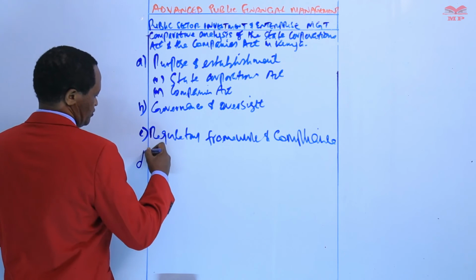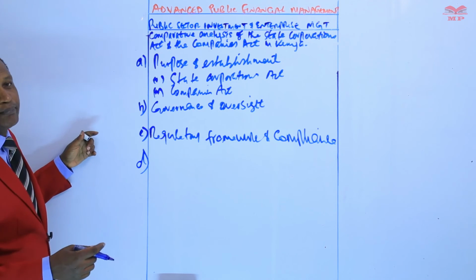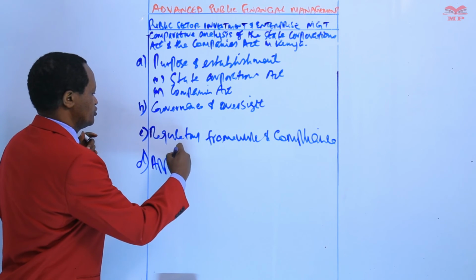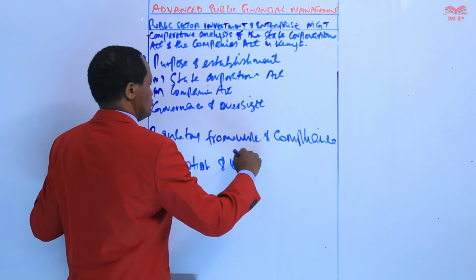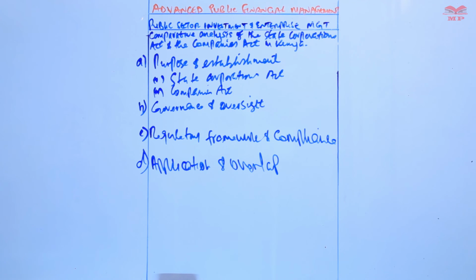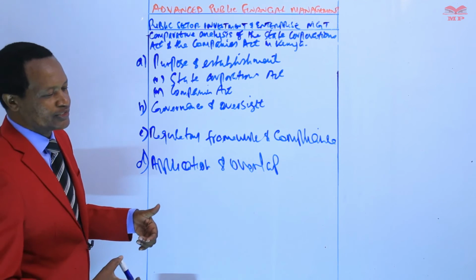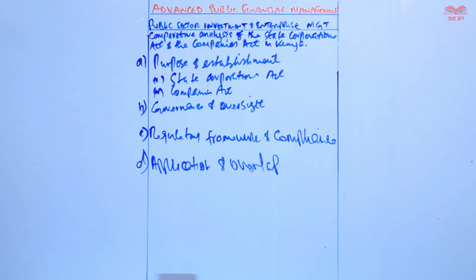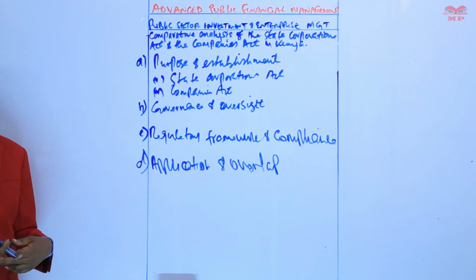Lastly, we have application and overlap. Now, the State Corporations Act applies specifically to entities defined as state corporations, regardless of whether they are established by a specific act or registered under the Companies Act with government control.